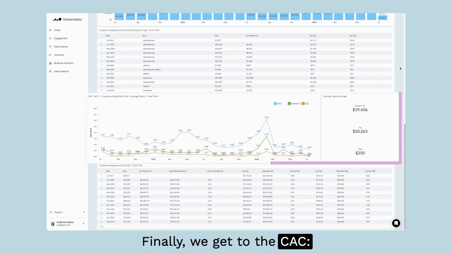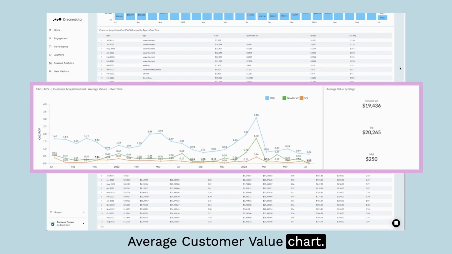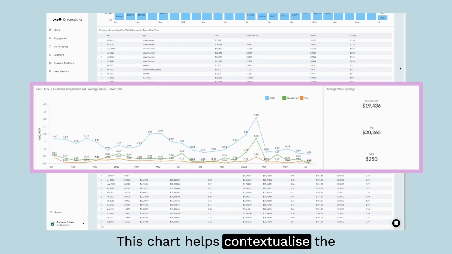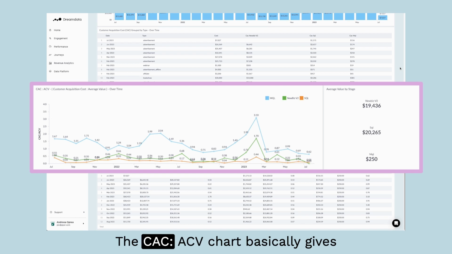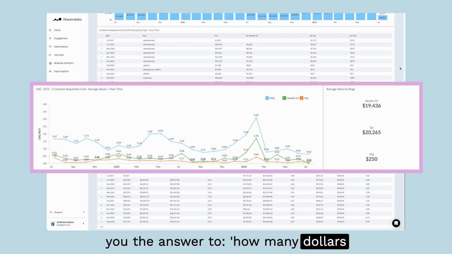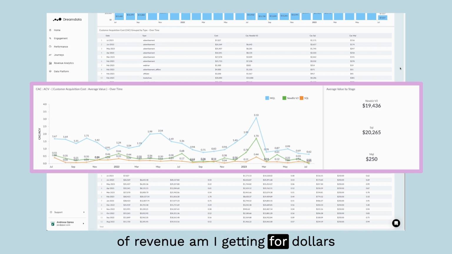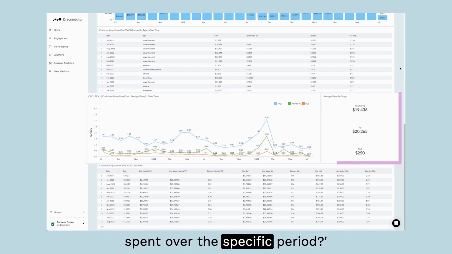Finally, we get to the CAC average customer value chart. This chart helps contextualize the CAC number by helping you monitor the other side of the coin, revenue. The CAC ACV chart basically gives you the answer to how many dollars of revenue am I getting for dollar spent over the specific period.